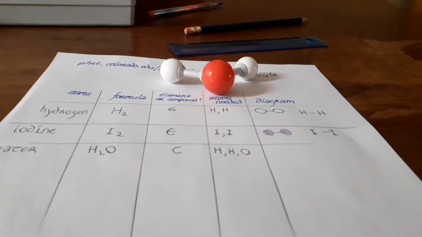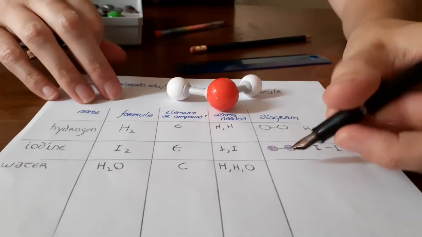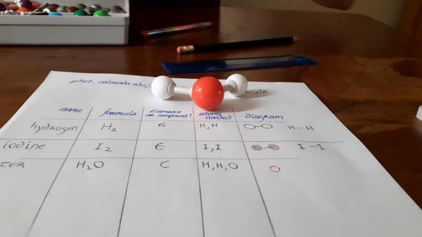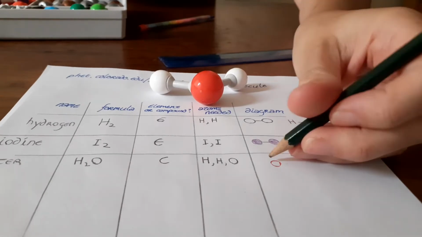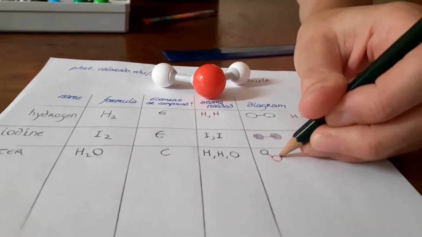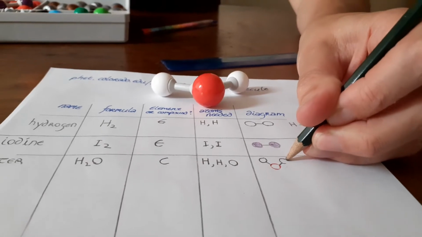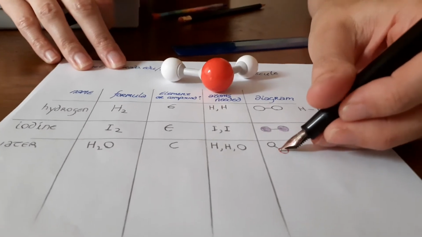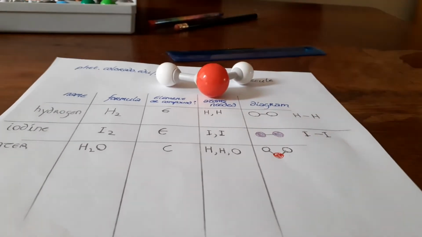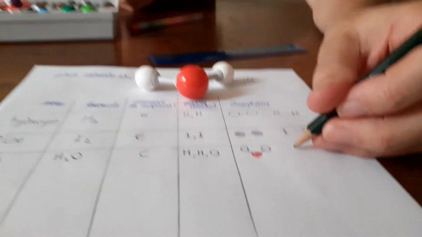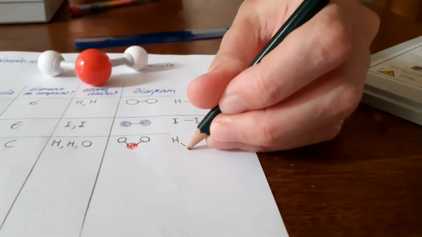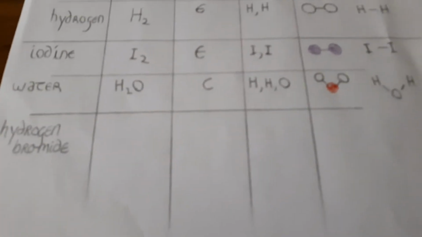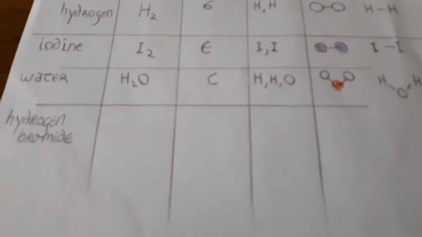I need a red. So I've got my oxygen here with my red, joined to two white hydrogens. And let's just see if I can colour in my oxygen. Excellent. Or if you wanted to do it with just the letters, H, O, H. Next one I want us to look at is hydrogen bromide.